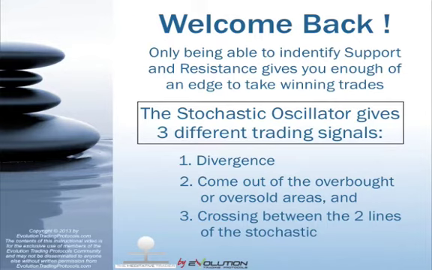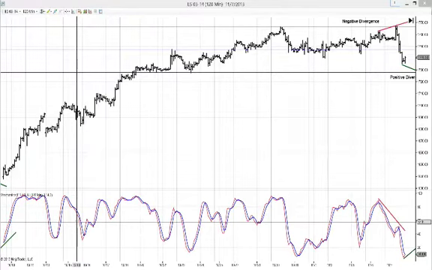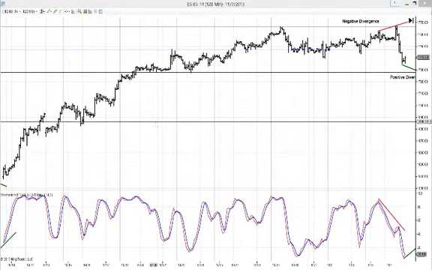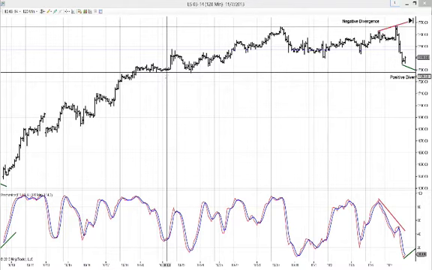Your edge has been growing, and now it is time to combine the different stochastic signals with the support and resistance areas identified in the previous lesson and homework. This way you will increase exponentially the probabilities in your favor. Let's take an example. This is the same chart we used for our examples before.